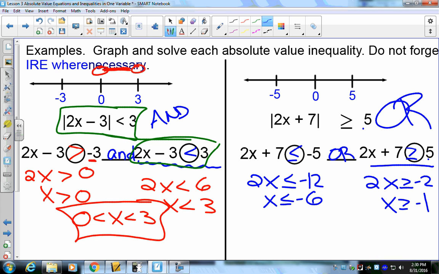So when I put it on my number line, I've got negative 6, closed, shade left. I've got negative 1, closed, shade right. And it's an or, so I can just put an or in between the two. I don't need to write, or I can't write it as one inequality.